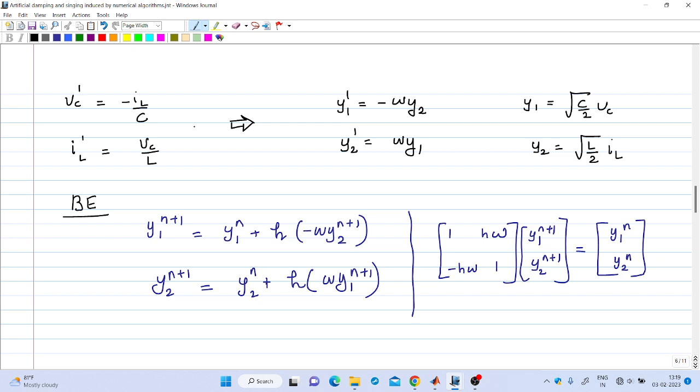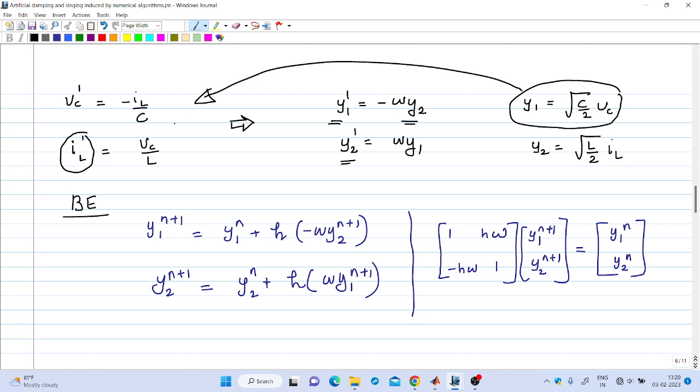So let us analyze this. So the first differential equation is dVC by dt, that is VC dash is equal to minus IL by C, and dIL by dt, that is IL dash is equal to VC by L. So these two differential equations can be written using the dummy variables y1 and y2. y1 dash is equal to minus omega y2 and y2 dash equal to omega y1, where y1 is root of C by 2 into VC, and y2 is root of L by 2 into IL. If you use these substitutions in this differential equation, these equations will get converted into this form. y1 dash is equal to minus omega y2, y2 dash is equal to omega y1.